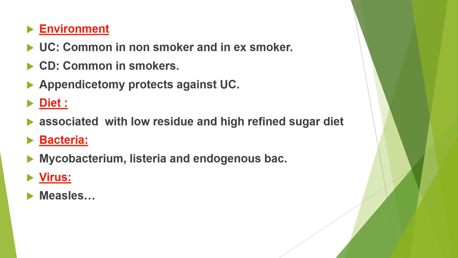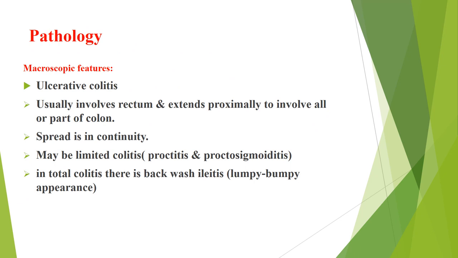Ulcerative colitis is common in non-smokers and ex-smokers, while Crohn's disease is common in smokers. There is a theory that appendectomy can protect patients from ulcerative colitis. Diet has some role in the pathophysiology of inflammatory bowel disease, like a low residue and high refined sugar diet. In an infectious process, either bacteria or a virus can take part in the pathogenesis of inflammatory bowel disease.